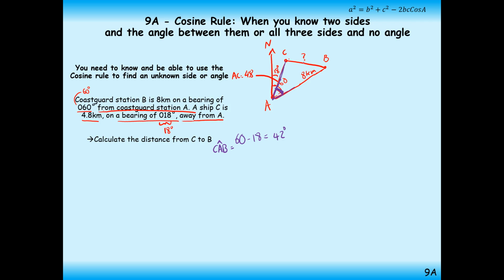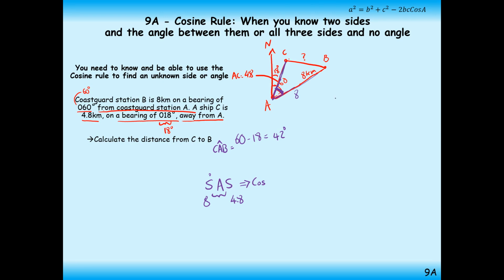So now you can say I've got two sides embracing this angle here, so that's when we're going to use the cosine rule. If I have side-angle-side, this is the rule: I know the 8, I know the 4.8, I have two sides and I know the angle between them. So this tells me to use the cosine rule. So how do I use it?